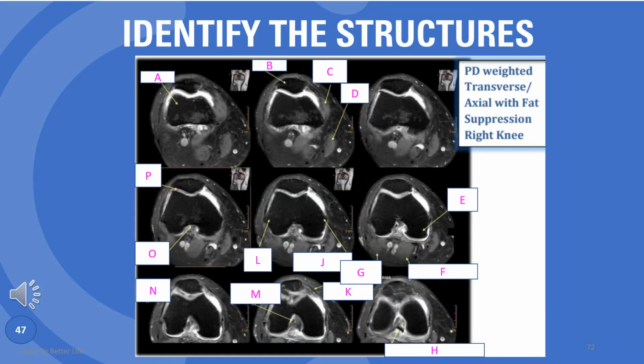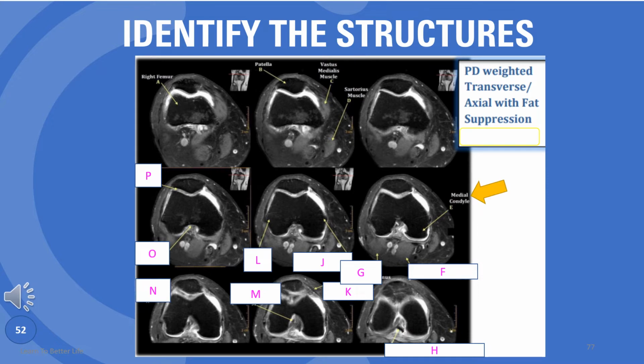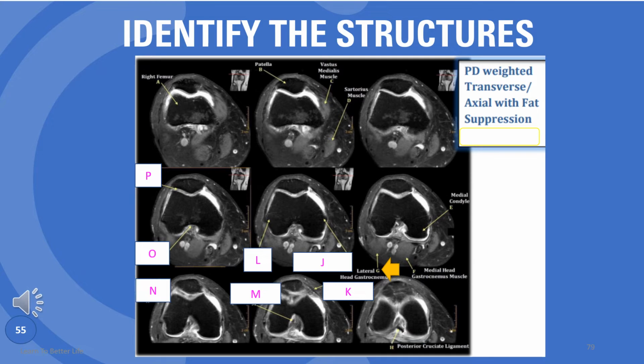Sorry that we have to learn anatomy in the MRI images. I know, it's a pain. A is the right femur. B is the patella. C, vastus medialis muscle. D, sartorius muscle, which is the longest muscle in the human body. E is the medial condyle. F is the medial head of the gastrocnemius muscle. Adjacent to it, G, the lateral head of the gastrocnemius muscle.